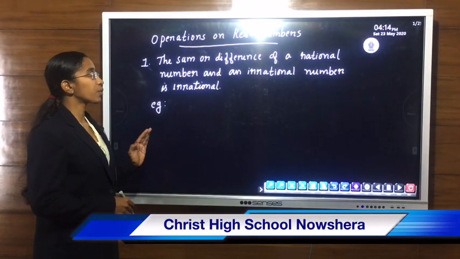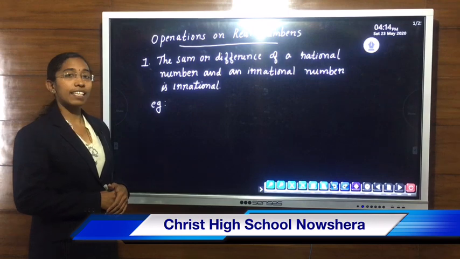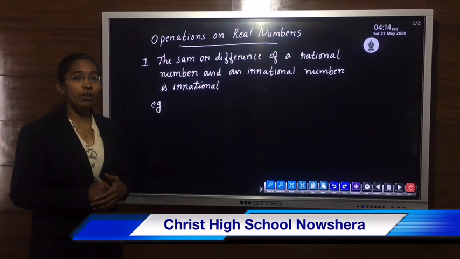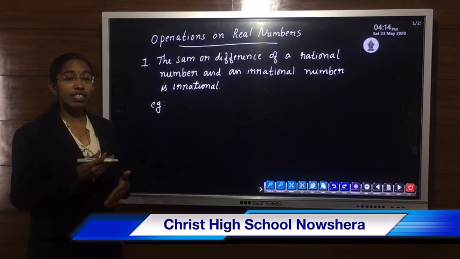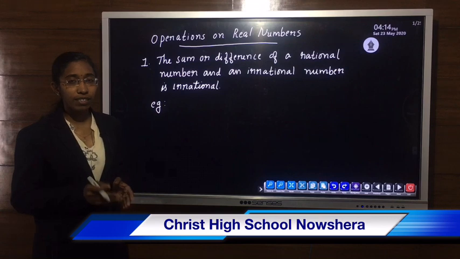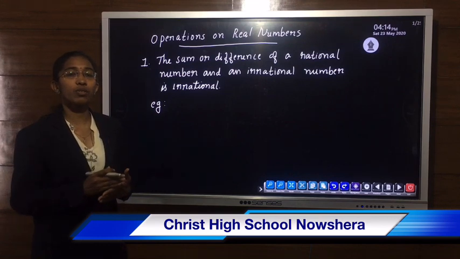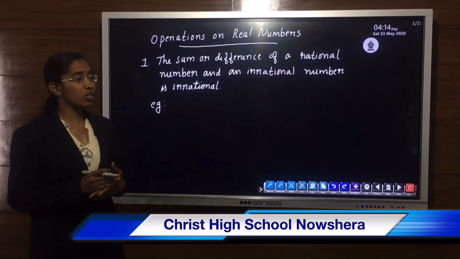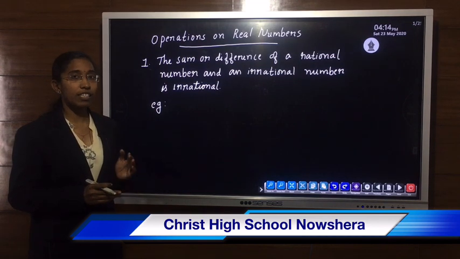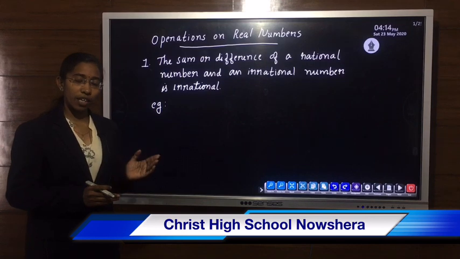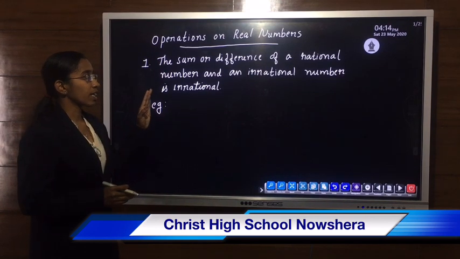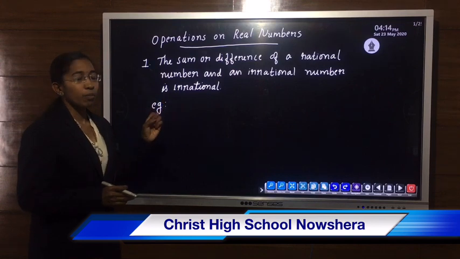So our next topic is operations on real numbers. We know that real numbers are the collection of all rationals and irrationals. What is a rational number? A rational number is a number which can be expressed in the form p by q, where p and q are integers and q is not equal to 0. An irrational number is a number which cannot be expressed in the form p by q, where p and q are integers and q is not equal to 0. In this session, we are just discussing some properties.